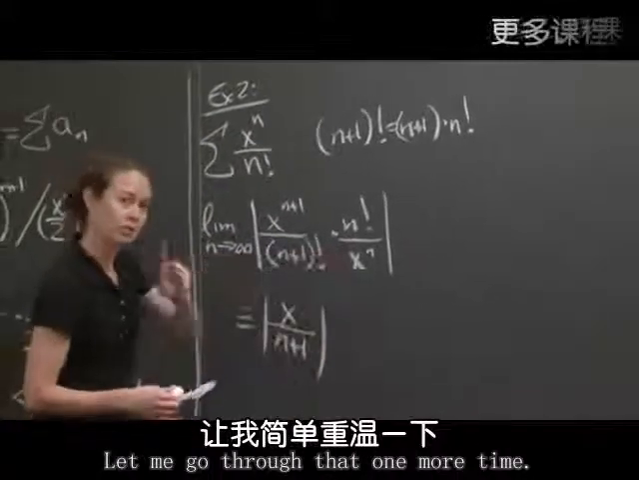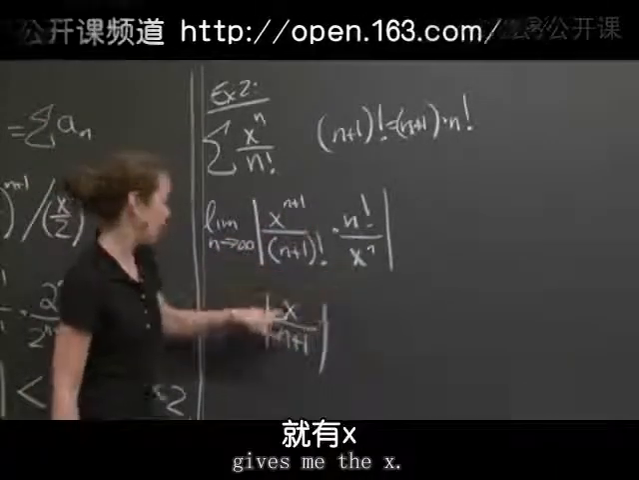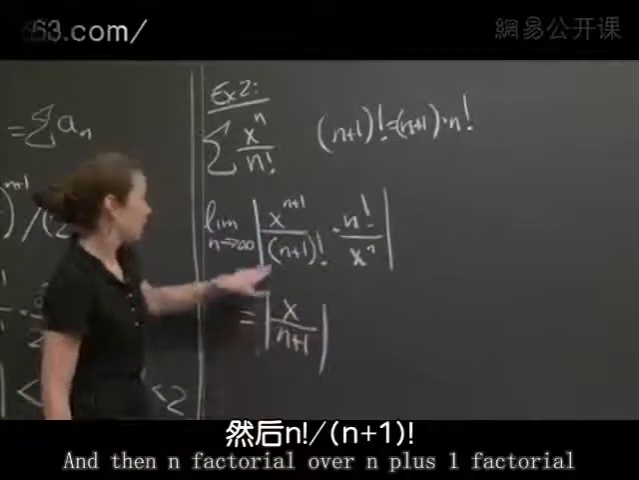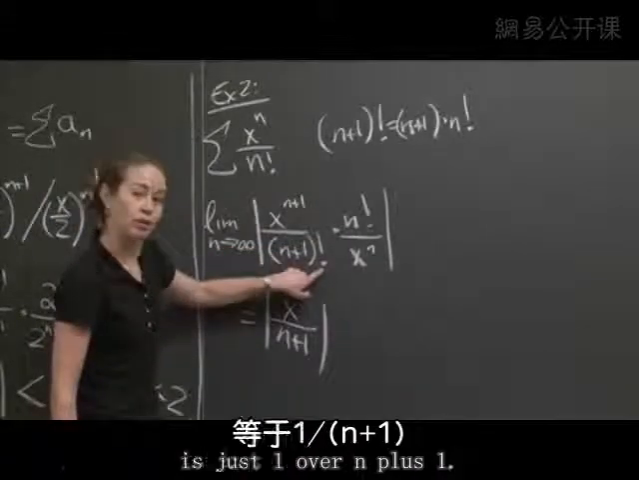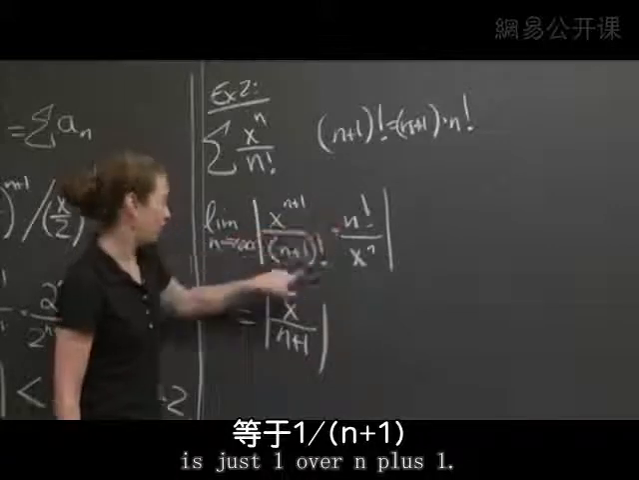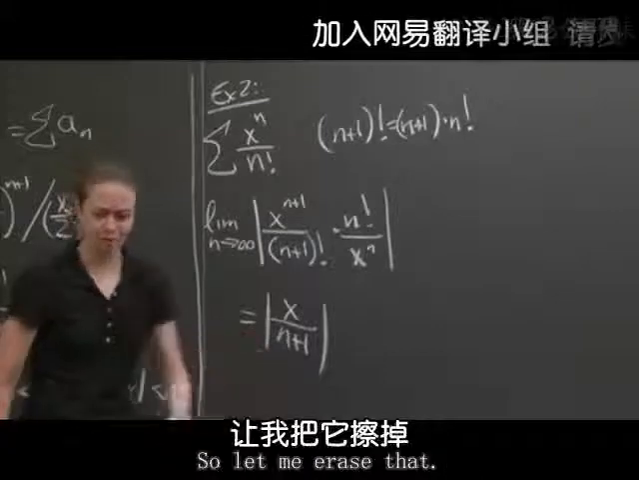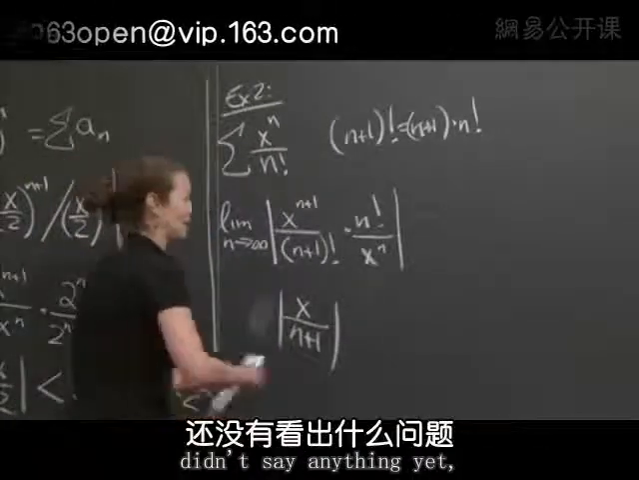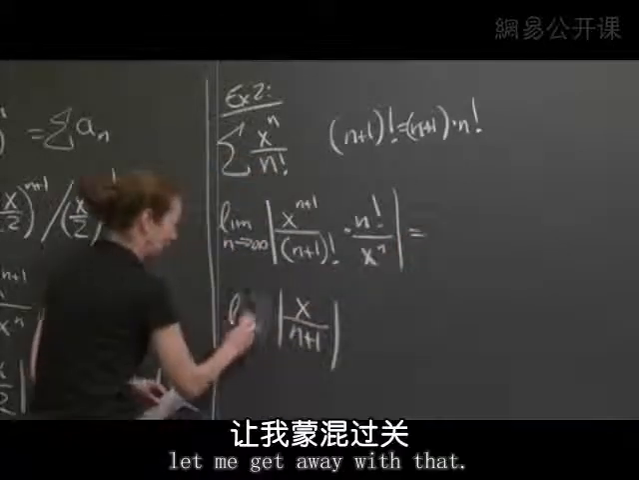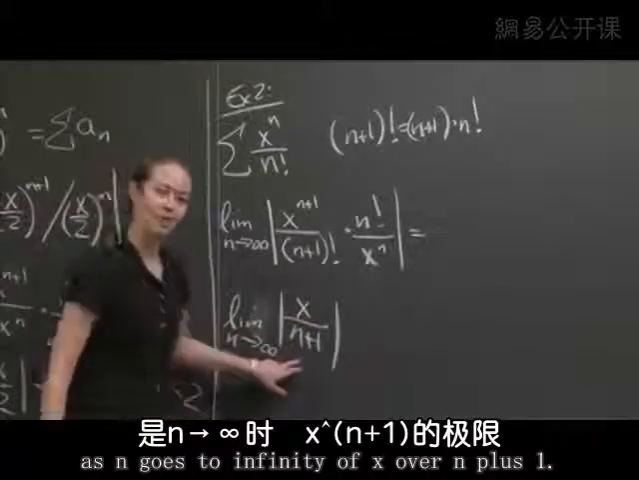Let me go through that one more time. This part's easy. X to the n plus 1 over x to the n gives me the x. And then n factorial over n plus 1 factorial is just 1 over n plus 1. And I have to be careful because I wrote equals, but there's still an n here. So let me erase that. This is the limit as n goes to infinity of x over n plus 1.